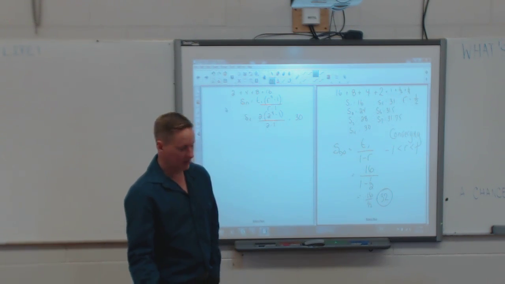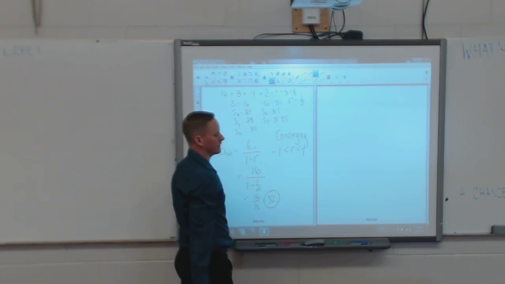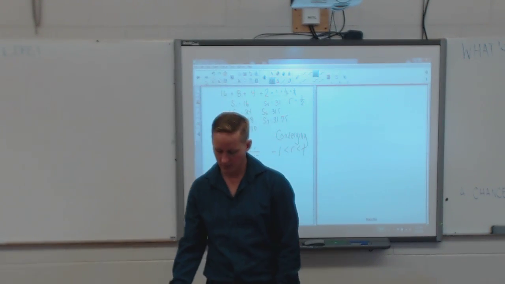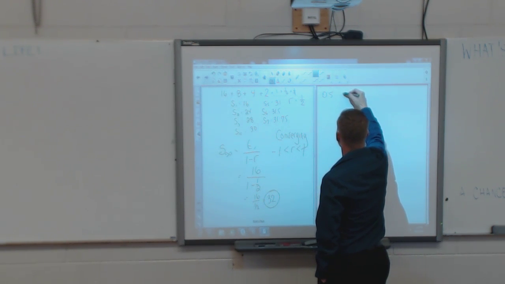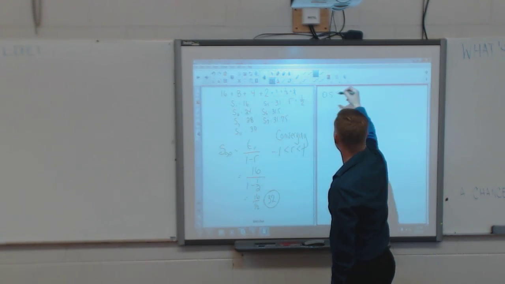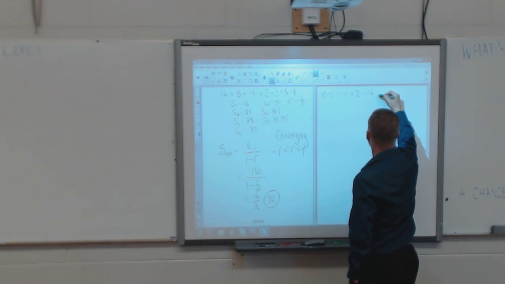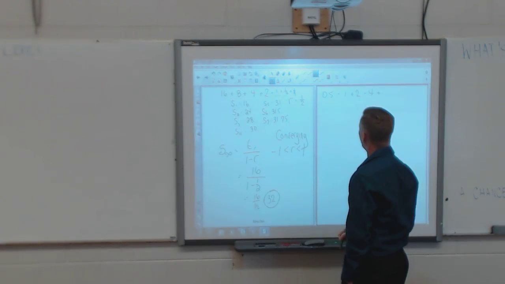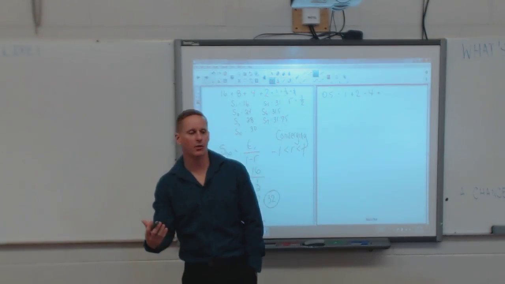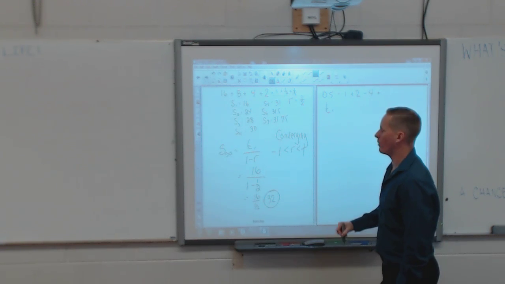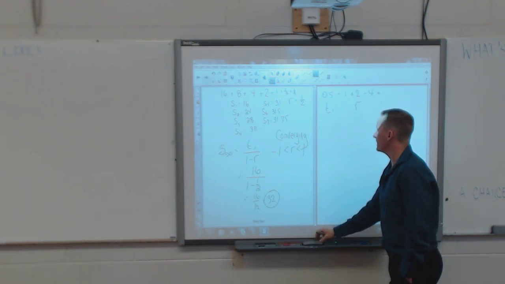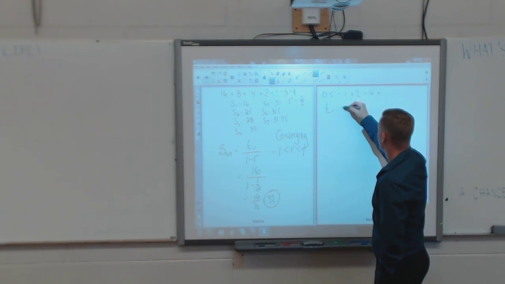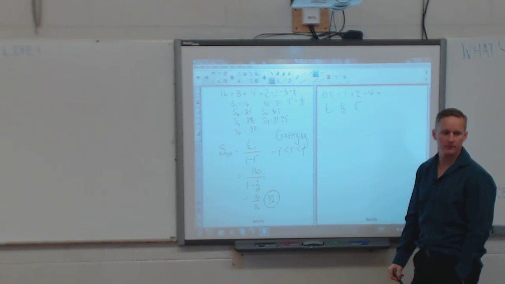Okay, so let's look at page 42. I'll give you another example of it. My series looks like this: 0.5 minus 1 plus 2 minus 4, and so on. The first thing I want to do in any geometric series question is identify what t to the 1 is and what r is. What is t to the 1? 1/2. What's my r value?